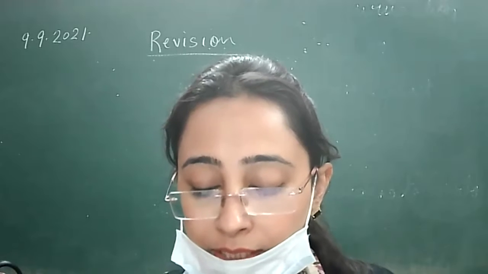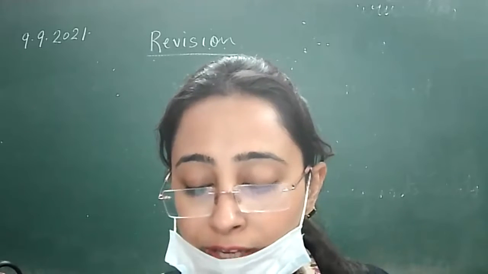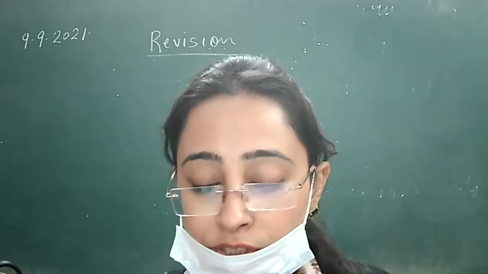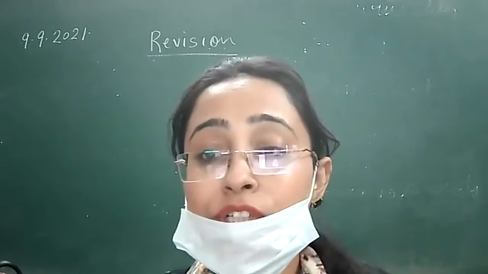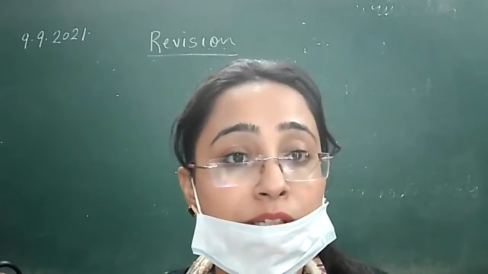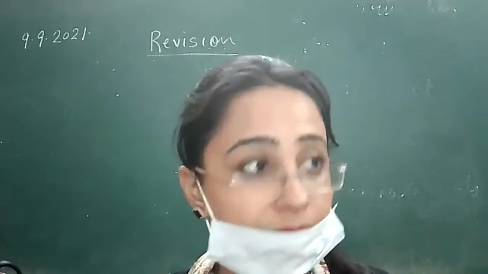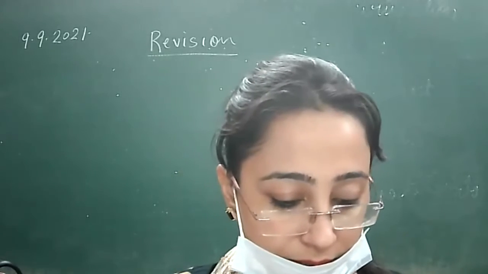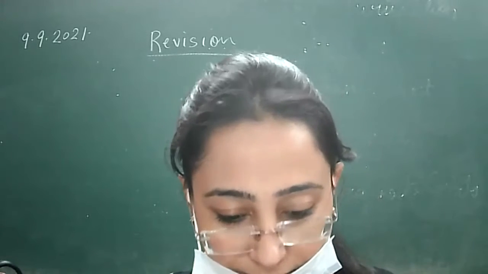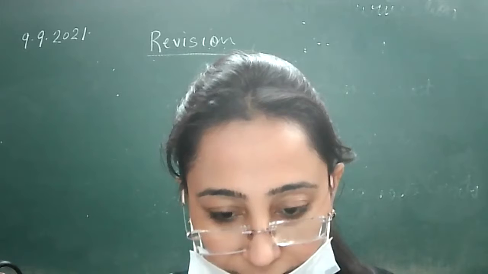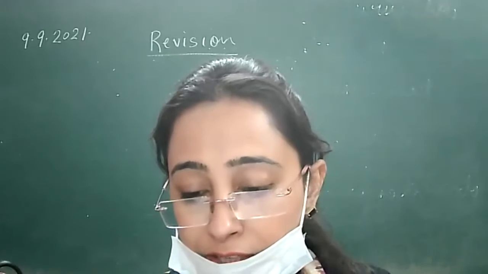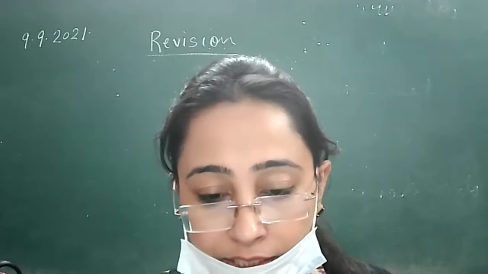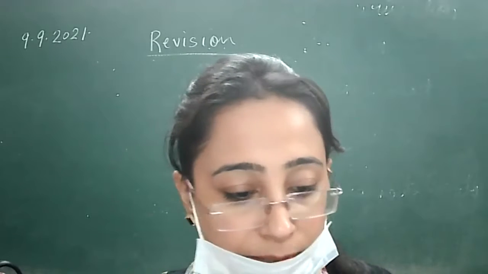Can you tell me the world's first oil well was drilled in which country, in which year? Yes, Somil. The first oil well was drilled in Pennsylvania, USA in 1859. Very nice. Pennsylvania, USA in 1859. Very much right.